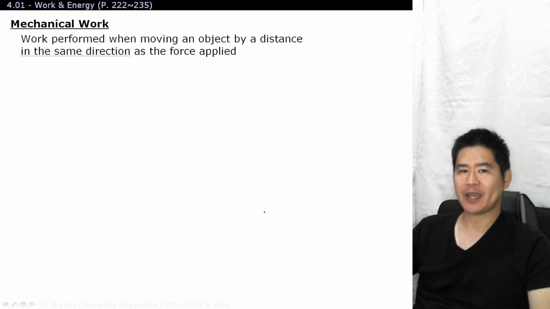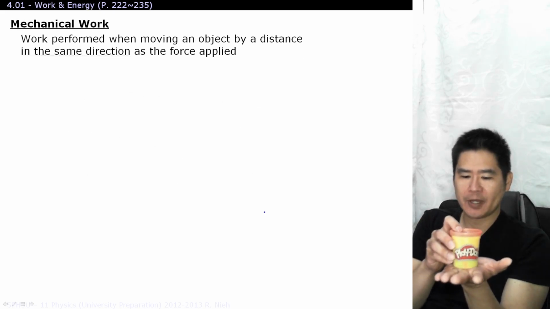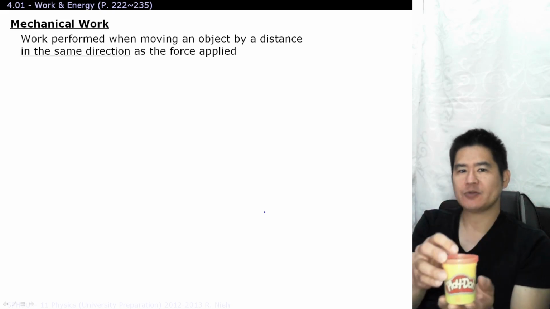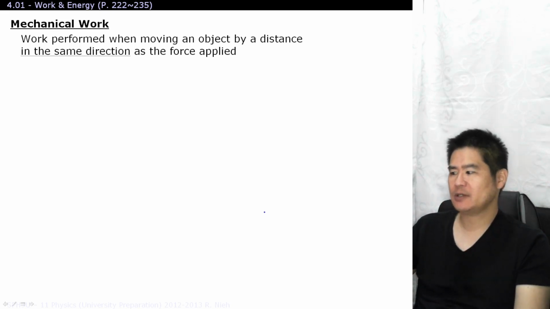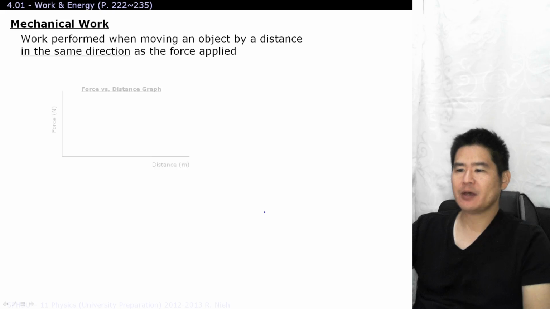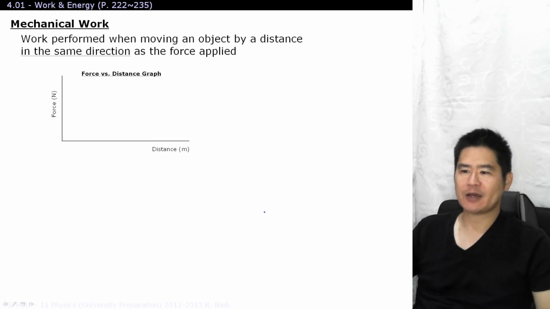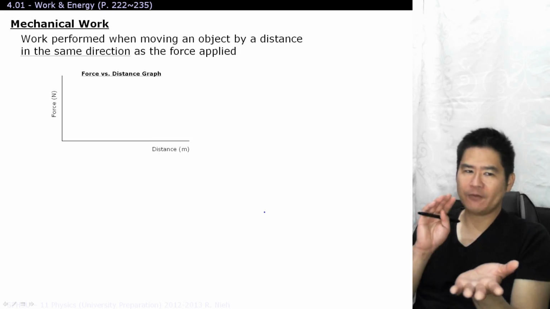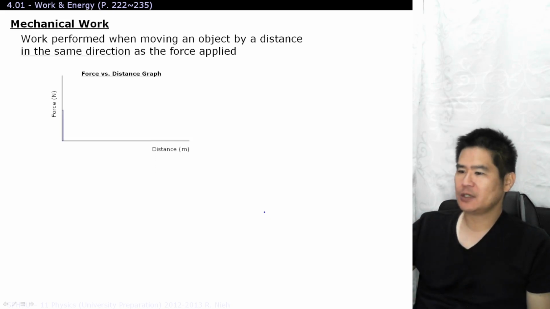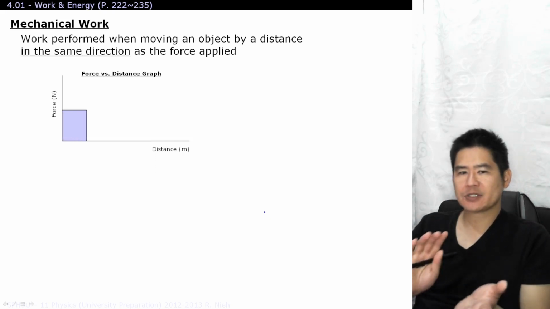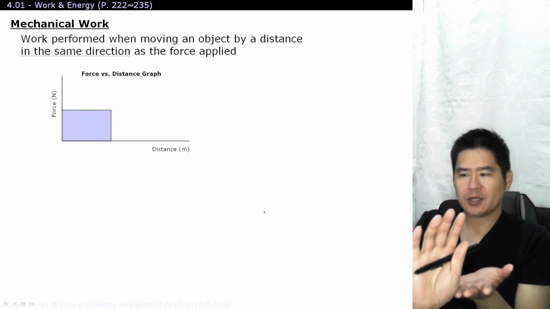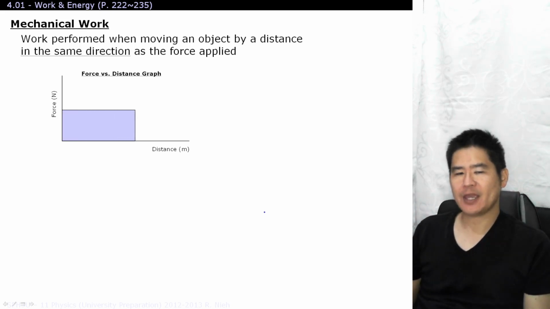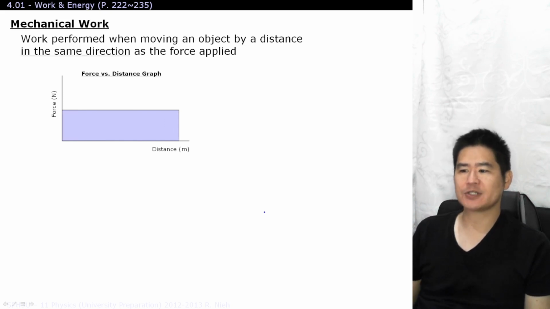So what exactly is mechanical work? Well, it's work accomplished in moving an object by an applied force, and it goes in the same direction that you applied the force at. Often this is described by a force distance graph. So if I apply a light force and I push an object, it should produce a graph that looks like this. And the further I push it, the greater the size or the area of the rectangle. In fact, by definition, work is the area underneath a force distance graph.